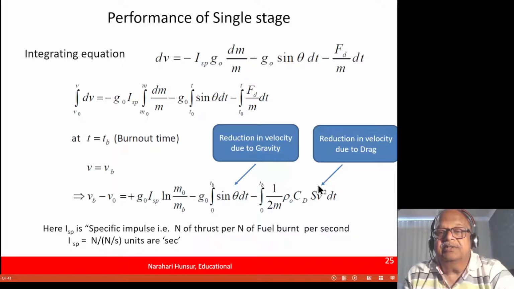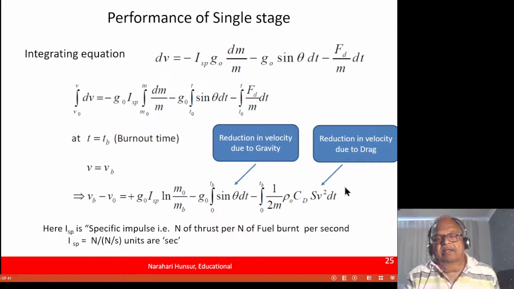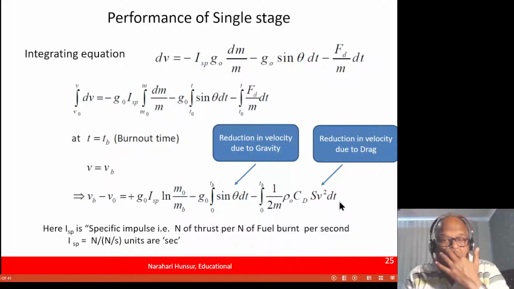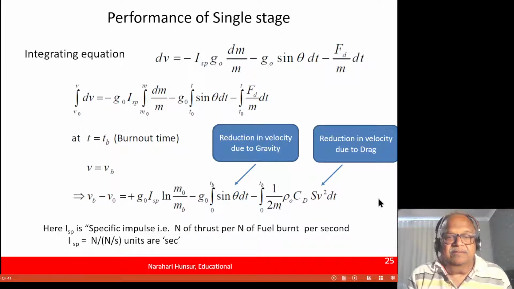Similarly, there is a reduction in velocity due to drag. That depends on the drag coefficient CD of the rocket, the cross-section area, v squared and a whole lot of things, and also m is in that.